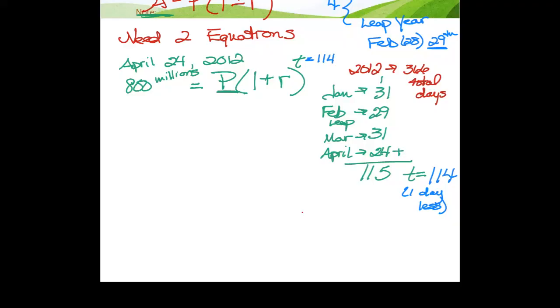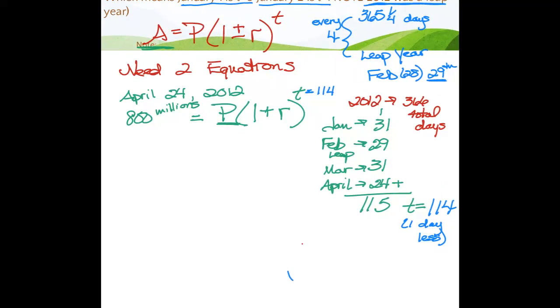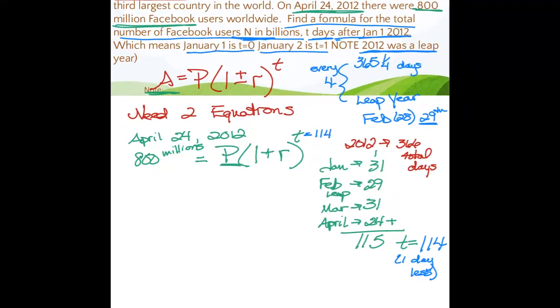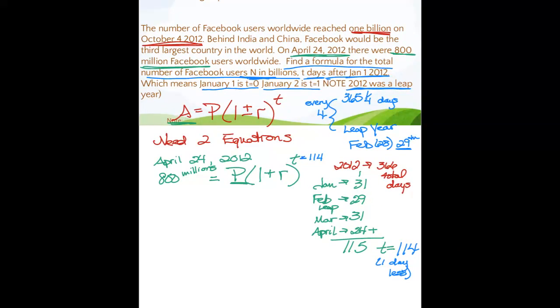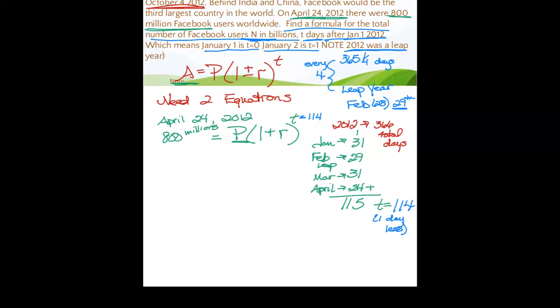So everybody see how I got that? For some reason, they're always taking the full number of days and then one short. Okay, so that kind of makes sense. That's all we can do with that date. All right, now we have a second date. No, not April. October 4th.